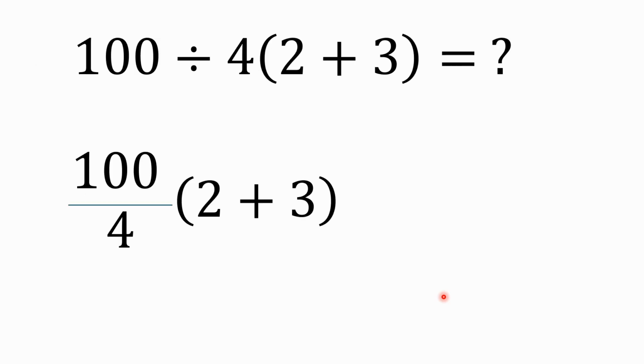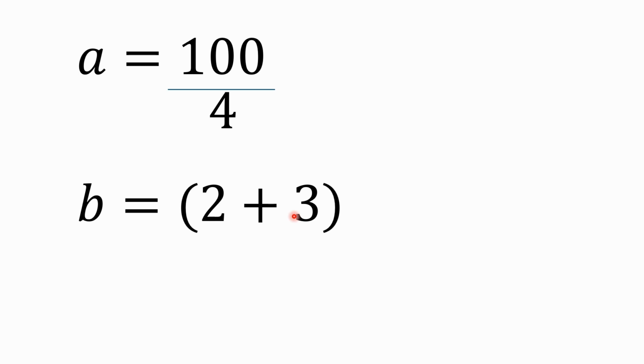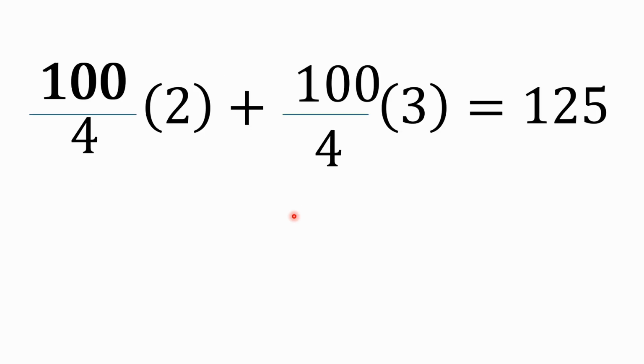Now, I will say, if you're looking at the obelus in the modern way it's interpreted, the number immediately to the left is in a numerator, the number immediately to the right in a denominator. You could rewrite this as 100 fourths times the quantity 2 plus 3, right? So in that case, I could say A is 100 fourths, B is 2 plus 3 in parentheses, and going through all that, it's equal to 100 fourths times 2 plus 100 fourths times 3 using the distributive property. I'd get 125 if I did that.